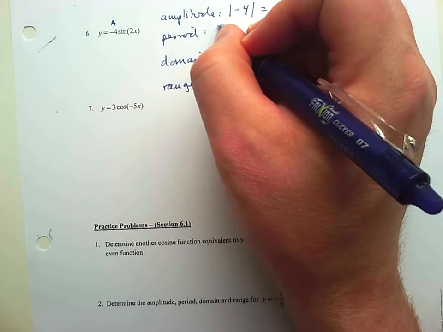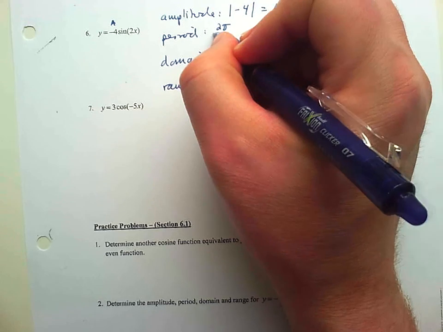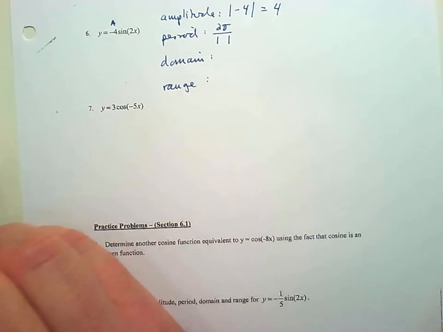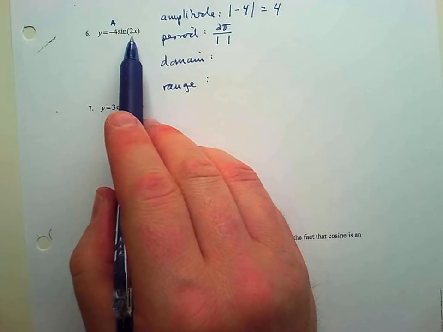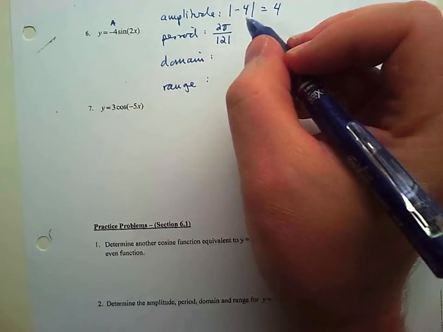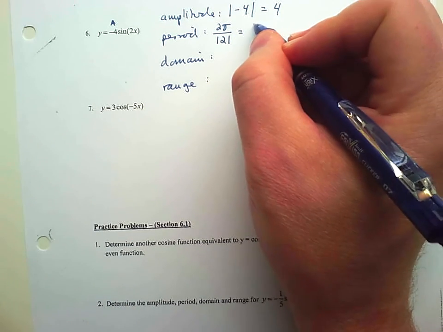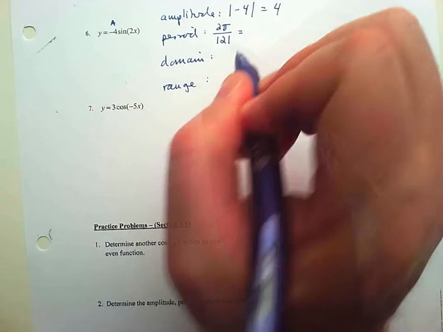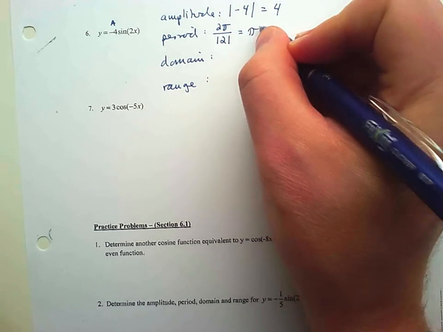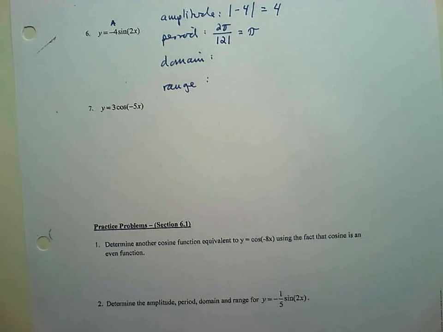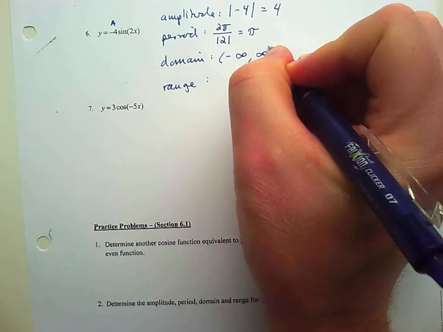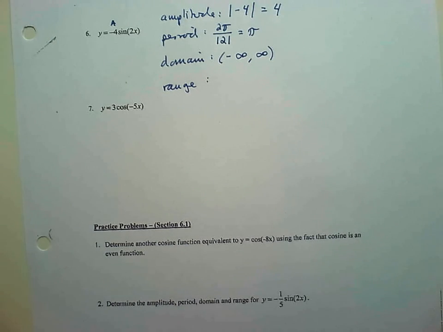The period is still just going to be 2 pi divided by the absolute value of b, and b is what we're multiplying to our x in here, so therefore it's going to be the absolute value of 2. Well, here then we're going to get 2 pi divided by 2, and 2 pi divided by 2 is simply just pi. Our domain, as always, is going to be from negative infinity to positive infinity.